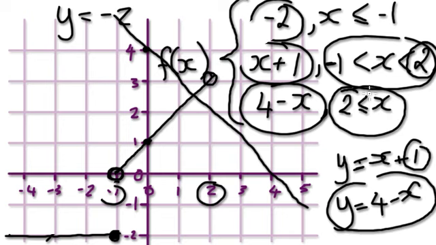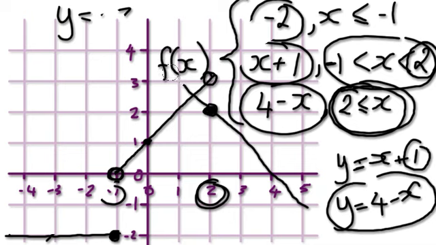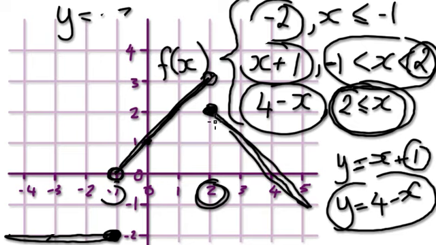Okay, but it's only valid for when x is equal to or greater than 2. So 2 is here, and it includes 2 itself, so it has to be a black circle here. Let me erase this here. So the graph of this function here would look like this. This line here, and this line here. Okay.